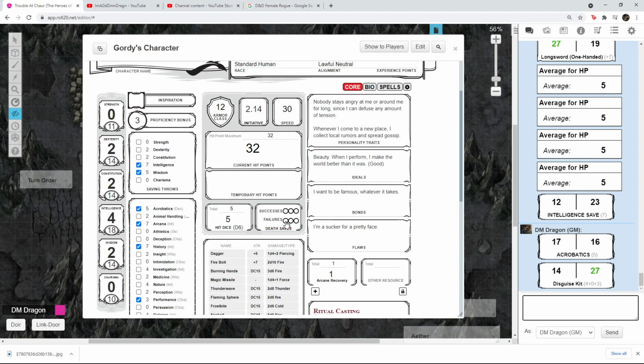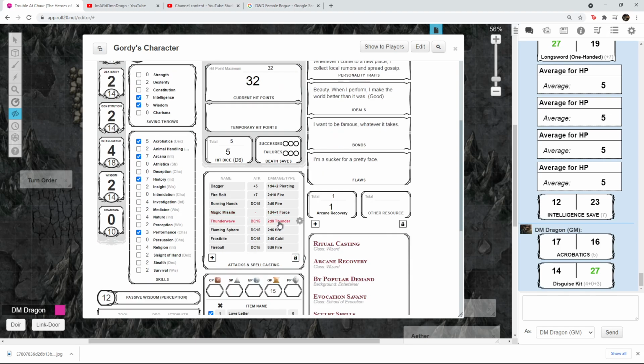So these are death saves. If you go below 0 or if you hit 0, you start to roll death saves. If you get 3 failures, your character dies and is gone. If you get 3 successes, you stabilize, and you are no longer in danger, but you're still unconscious on the ground.